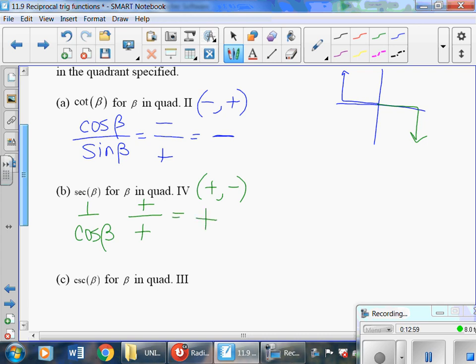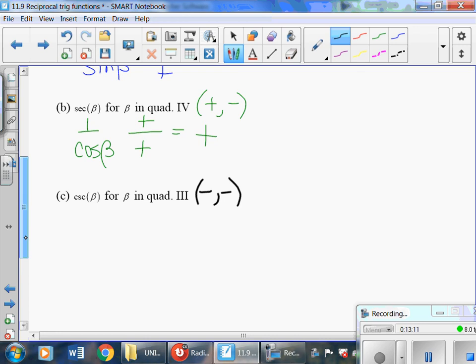And the last one says quadrant 3. So quadrant 3 is negative, negative, right? If they're asking for the cosecant, already I can tell it's going to be negative because it's 1 over the sine of beta, where 1 is positive and the sine of beta is negative. So this is going to yield a negative solution.